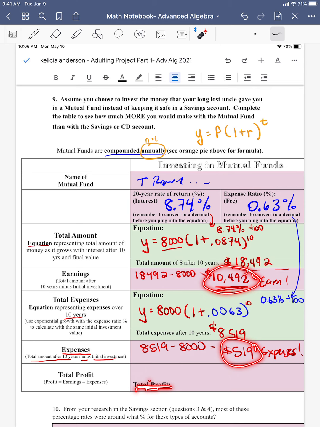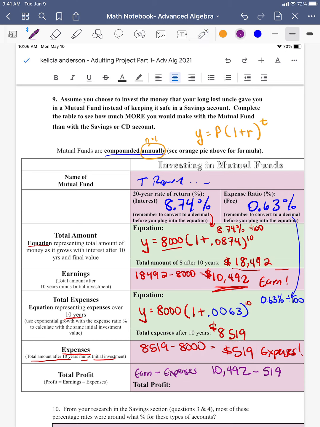So to find profit, you're just going to subtract that because profit is how much money you make in the end. So I'm just going to subtract how much money I earned minus how much money I had to pay in expenses. So that is $10,492. I got that number from looking here. And then I subtract 519, and I got that number from looking here. And my total profit is $9,973. So that's awesome. That's how much profit I'm making in 10 years.